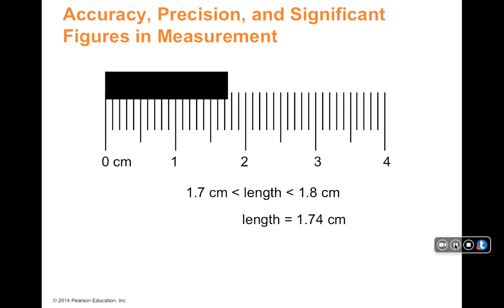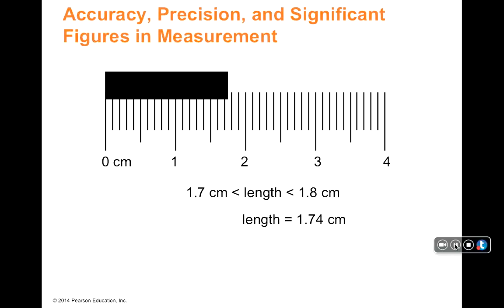If we look here at this ruler, you can see that the ruler measures in centimeters, and that black bar at the top goes to 1.7 centimeters, but a little bit beyond it. That little bit beyond would be the next digit that we're going to estimate. So when we measure with any type of instrument, we always include that extra digit that is an estimated value. Here, we would estimate the length at 1.74 centimeters.